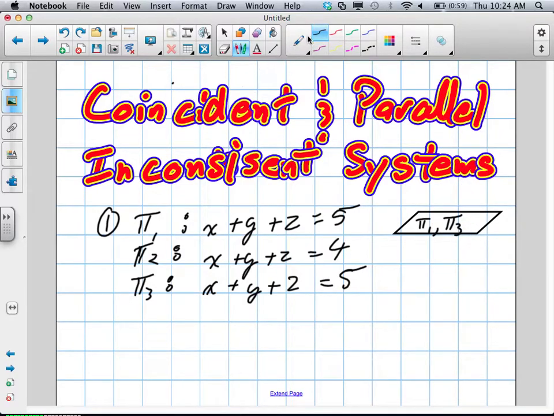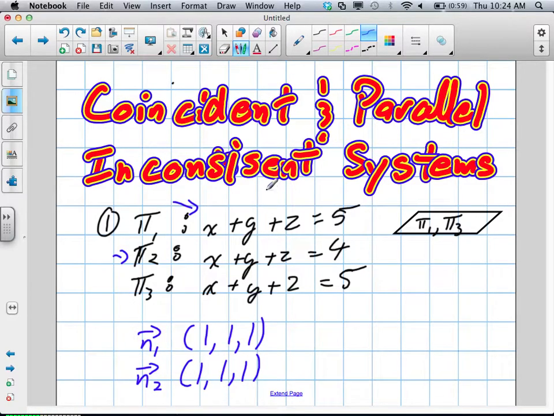And then if we look at the normals of the planes, we'll look at the normal of plane 1 since it represents essentially plane 1 and plane 3. The normal will be 1, 1, and 1. And then if we look at the normal for plane 2, the normal is the exact same, which means we have another plane. It's not coincident because our d value, if we were to move it to the other side, is not the same, but it is parallel since the normals are both the same.